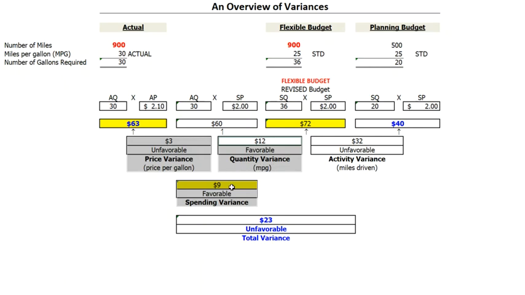When you're talking about your variances, try not to focus on the difference between these two, in other words, favorable or unfavorable, but really our spending variance is favorable because we spent 63 and we would have expected to spend 72. It just so happens that these two pieces combined equal our total spending variance.